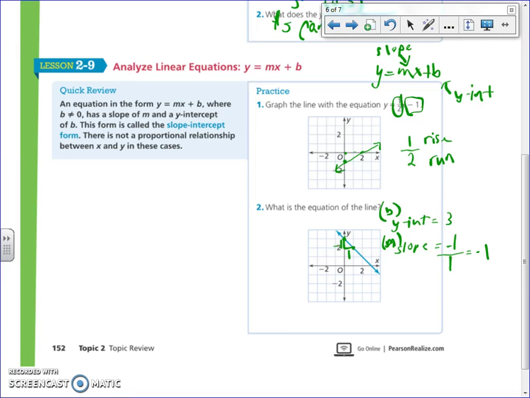Once you have your terms, you're going to plug them into your slope-intercept form equation, which is y equals mx plus b. So I would have y equals my m, which is my slope, -1, x plus my b, which is 3. Y equals -1x plus 3.